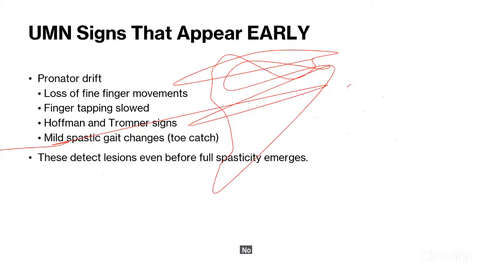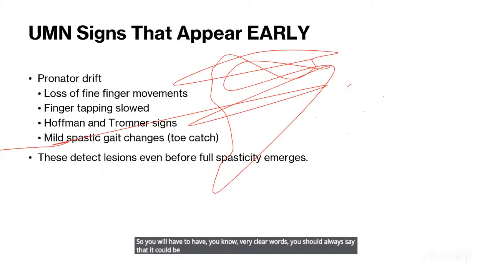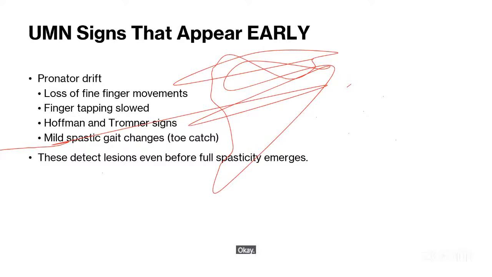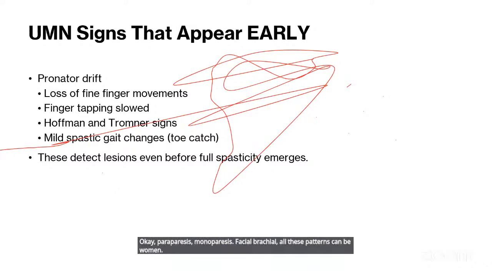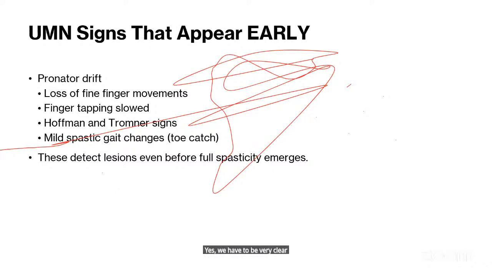Why will it be there in the higher cervical cord? Cruciate hemiplegia, because they'll have the crossing of the lower limb fibers first, and later the upper limb fibers will be crossed if the lesion is there. What else? You will have to use very clear words. You should always say that it could be hemiparesis, quadriparesis, paraparesis, monoparesis, paralysis, facial all these patterns can be UMN. So you have to be very clear in your answers so that you can show that your concept is clear.